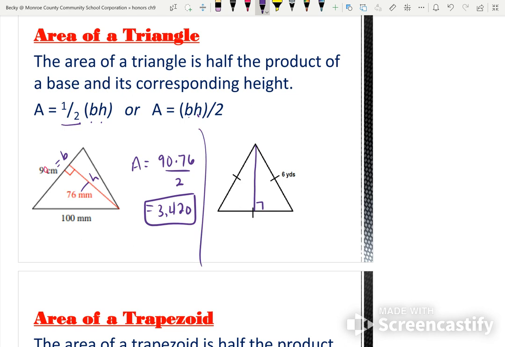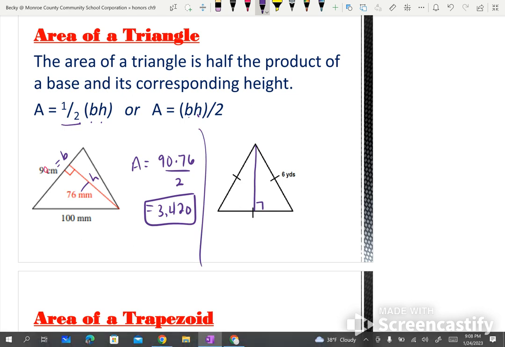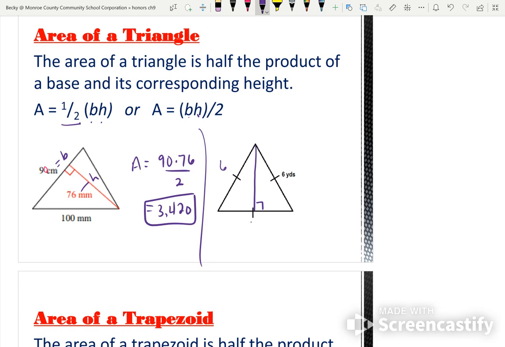Now on this next one, it is a little different because I don't provide the height. Okay, and so when I don't provide the height, this quickly turns into a little bit more challenging problem. It is equilateral, so all the sides are 6, but whenever you have this height, it also bisects the opposite side. So that means this is 3 and this is 3, which is interesting because now we have a right triangle and we can do Pythagorean. A squared plus b squared equals c squared.